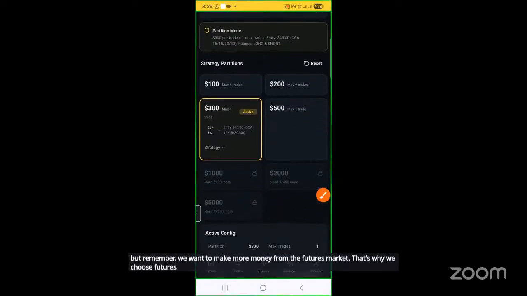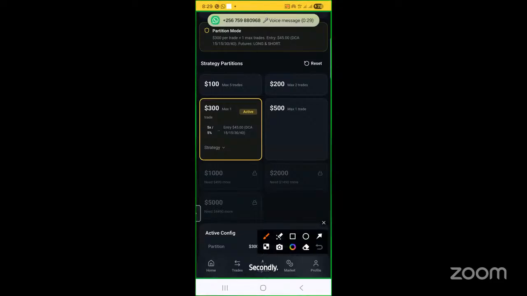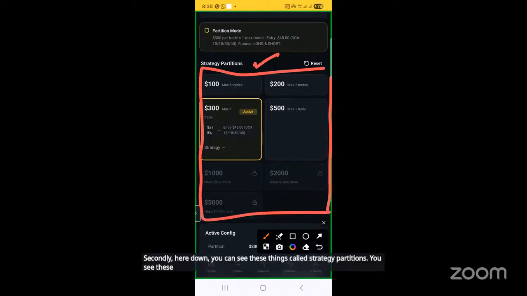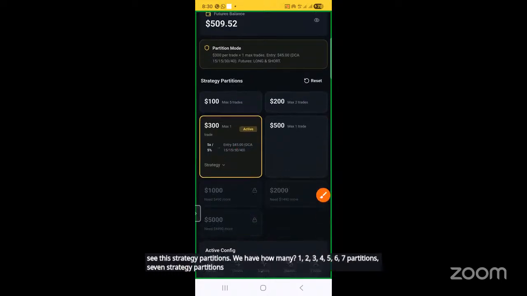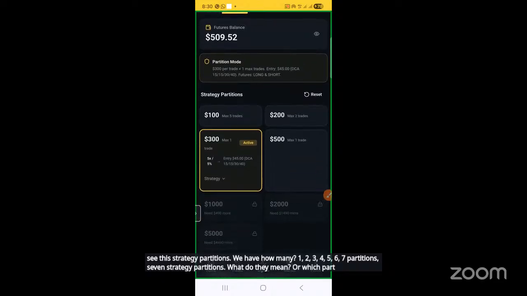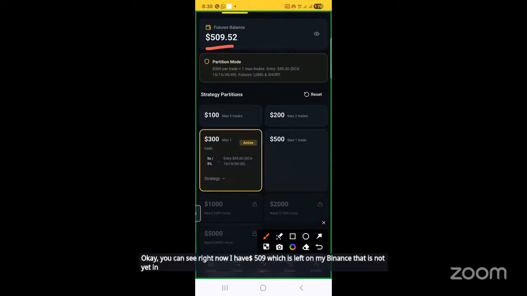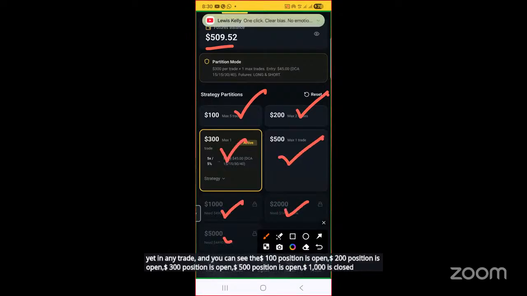Then, secondly, down here you can see these things called strategy partitions. We have 1, 2, 3, 4, 5, 6, 7 strategy partitions. What do they mean? Which partitions can unlock and which will remain closed? What determines that? You can see right now I have $509 left on my Binance that is not yet in any trade. The $100 partition is open, the $200 partition is open, the $300 partition is open, the $500 partition is open, $1,000 is closed, and these ones down here are closed.